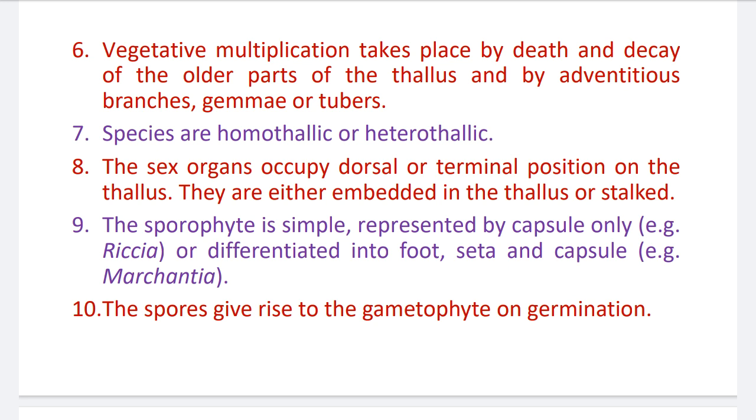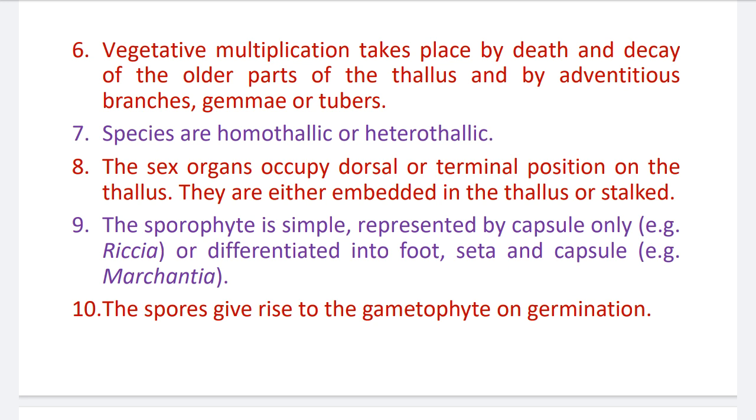Okay. Number 9, the sporophyte is simple, represented by the capsule. Capsule is nothing but the sporangium, the spore producing structure. Typically, the sporophytic parts are foot, seta and capsule. Foot, seta and capsule, these are the typical parts of the sporophyte. But in the case of Hepaticopsida, in some genera only the capsule, the sporangium, is present, for example Riccia, or it is differentiated into foot, seta and capsule. These three parts of the sporophyte may be present, for example Marchantia.